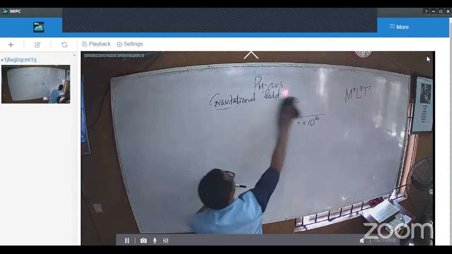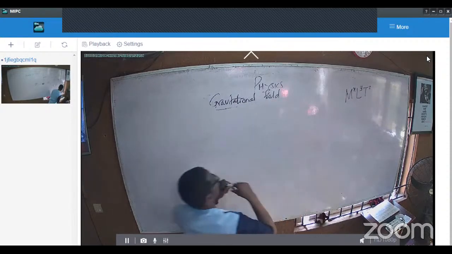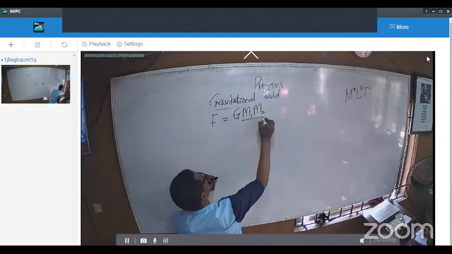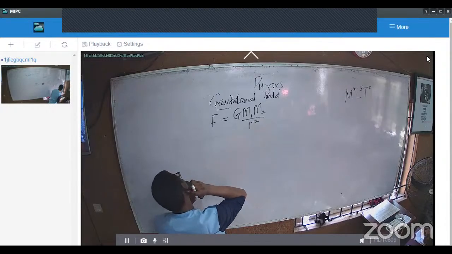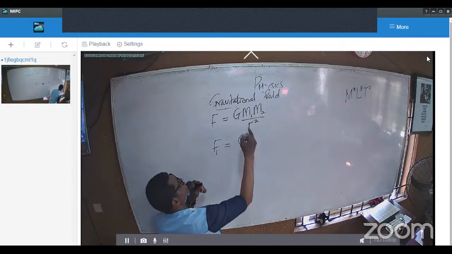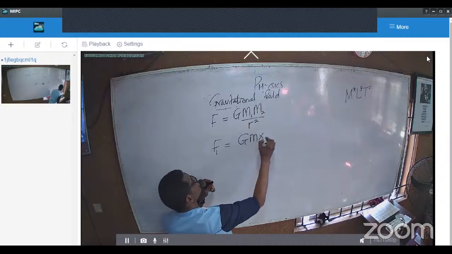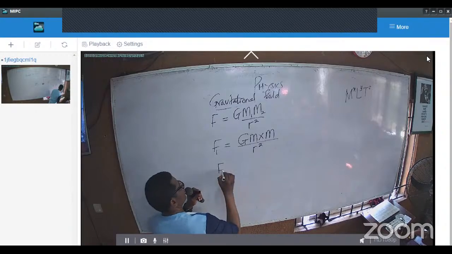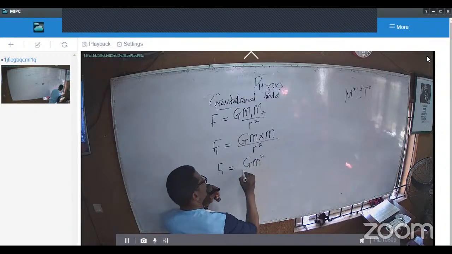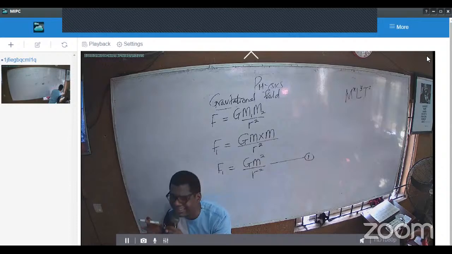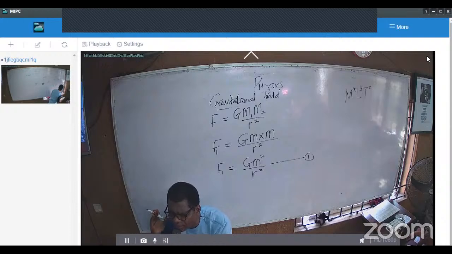Class, what is force? Force is G M1 M2 over R squared. Now, they said equal masses, so M1 is M and M2 is M, over R squared. That is what we have initially. So our F1 is G M squared over R squared, equation 1. They now said their masses are doubled. That means the mass that was M will now become 2M, and the second one also 2M.